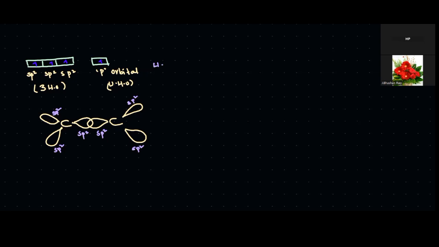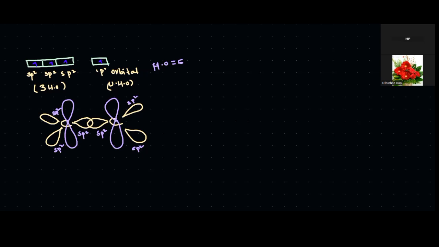This is the hybrid orbital condition. 1 carbon has 3, so 2 carbon atoms: 2 into 3 is 6 only. Then next, this carbon has one p orbital. It is unhybrid. The unhybrid orbital representation is a dumbbell shape. This carbon also has one. Dumbbell shape p orbitals. Each carbon has one unhybrid orbital.